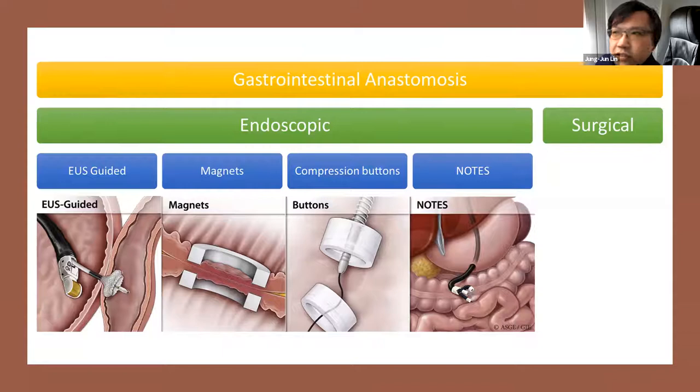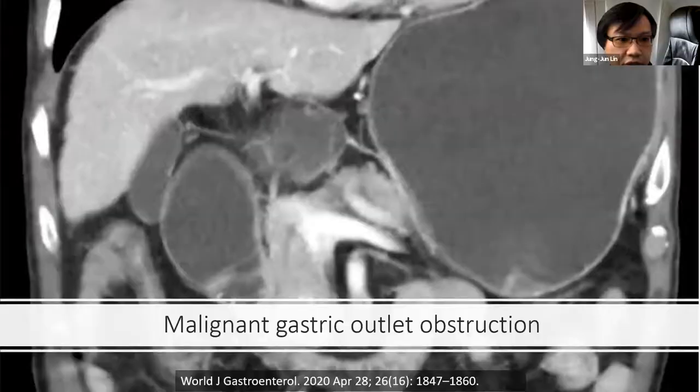Another GE anastomosis traditionally is performed by surgery, but nowadays endoscopy techniques have greatly improved. So, there are some methods using the endoscopy technique. Today I focus on the US guided method. So the most common application and indication is to bypass malignant gastric outlet obstruction.